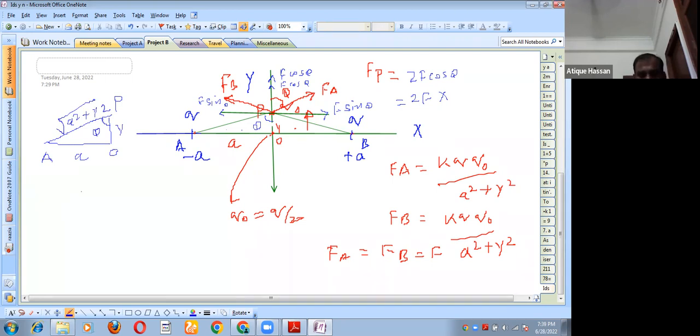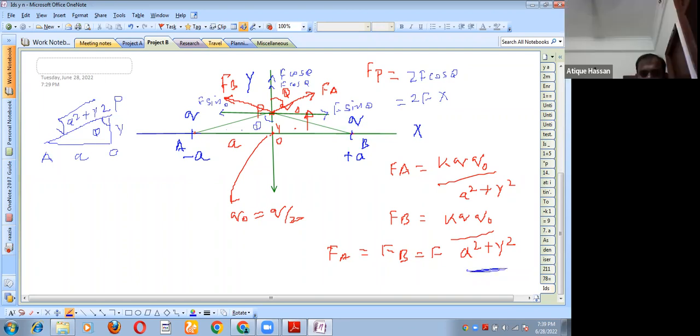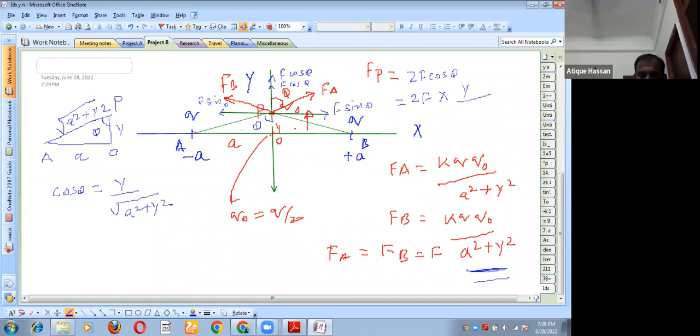Got it or not? Yes, sir. Here, what happens? Here the square is removed; here the square root is removed, since in the force we have the square of distance. That is why the square is removed. But here, if you see cos theta, what will be cos theta? Base upon hypotenuse. So y upon root of a square plus y square. Getting my point? Yes, sir. So we'll put that cos theta will be equal to y upon root of a square plus y square.